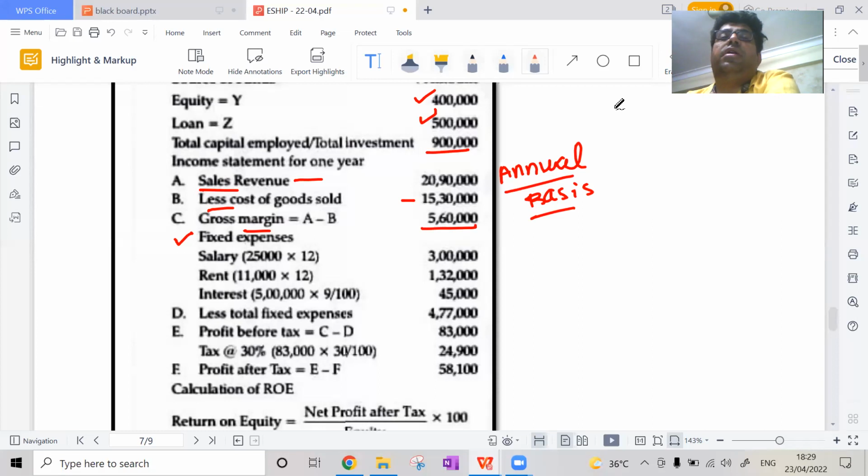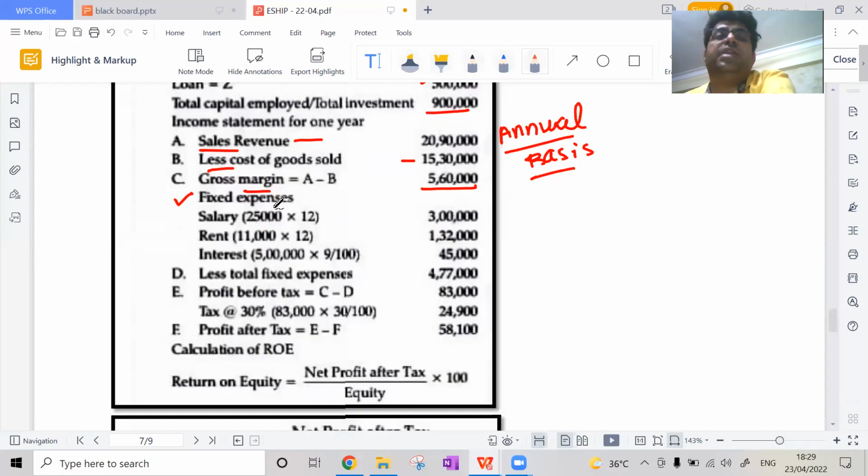After that, getting the gross margin, see the fixed expenses. Salary was given monthly, so I have multiplied it by 12 so that I can get the annual salary. Rent was given 11,000. I have multiplied it by 12 so that I can get the annual rent. Then interest was given 5 lakh and 9% was the rate of interest, so interest has been taken. So these were my fixed expenses.